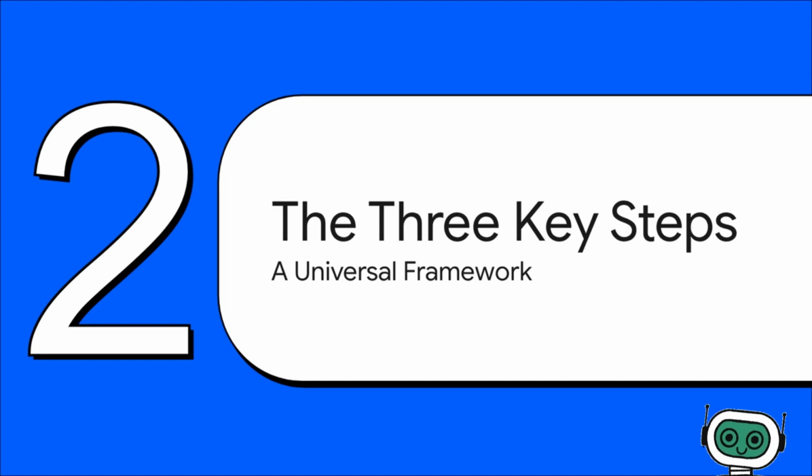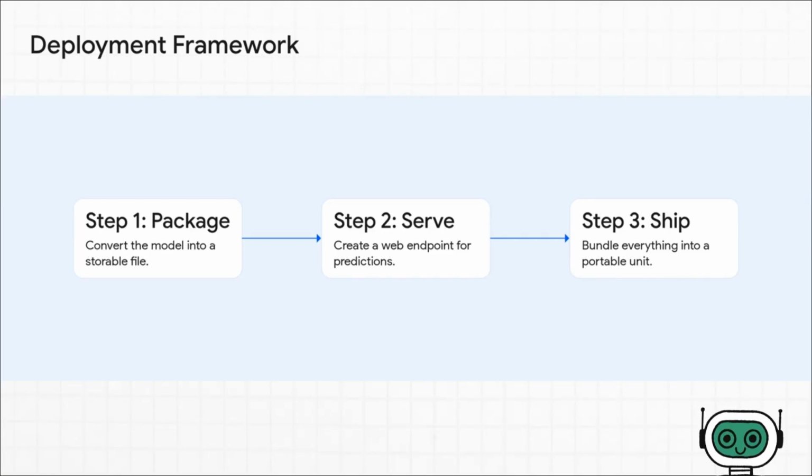So how do we actually build this model restaurant? Well, the whole process can be broken down into a simple three-step framework. The steps are package, serve, and ship. Each one solves a very specific problem in getting our recipe to the customer. Let's walk through them one by one.